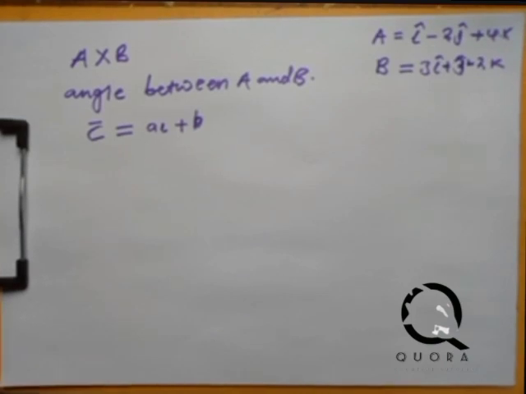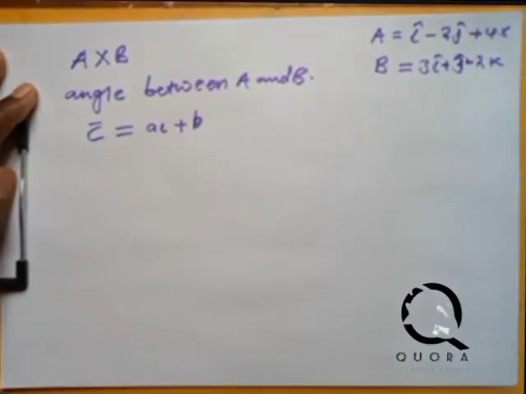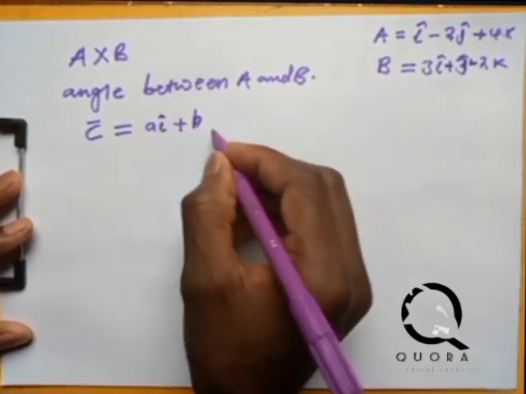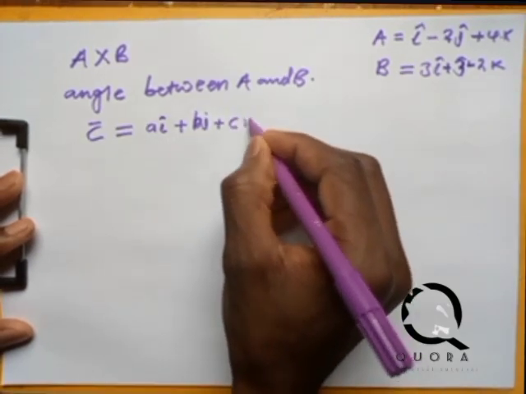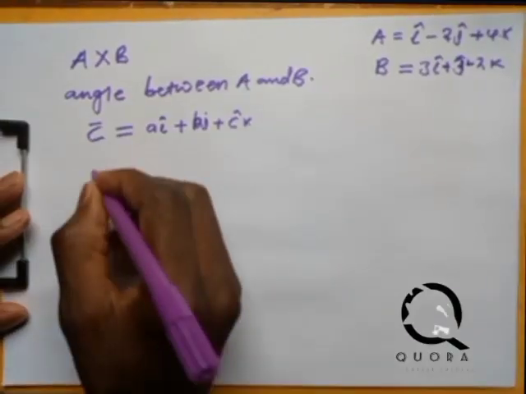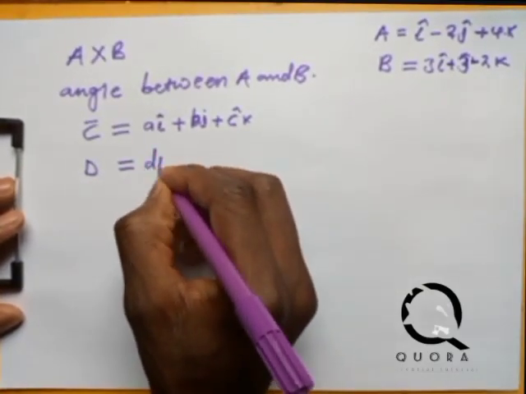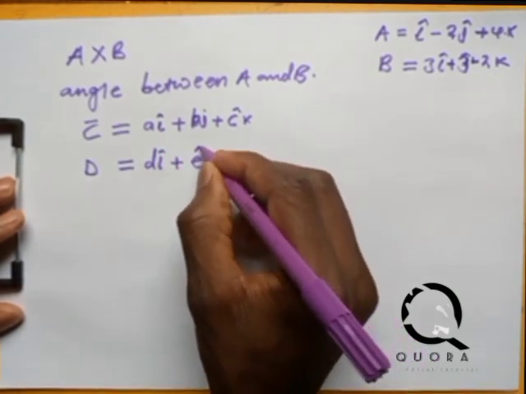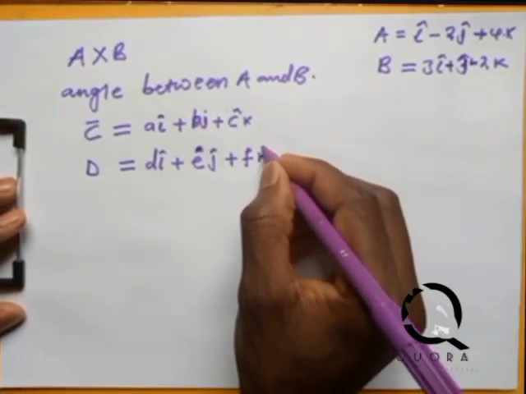Okay, I want to take a good example based on this. So you have to be so attentive here, because that's what I'm going to do even on this given part. If you say vector C is equal to ai plus bj plus ck, small letter c, then vector D is equal to, maybe I'll say di plus ej plus fk.